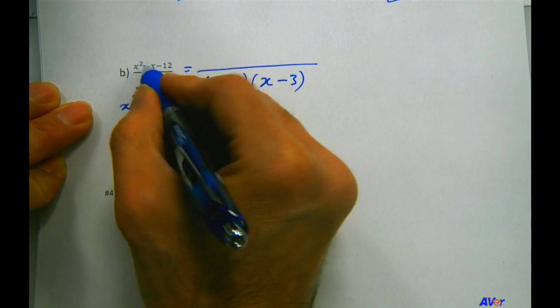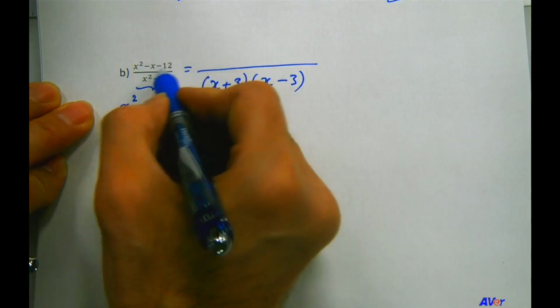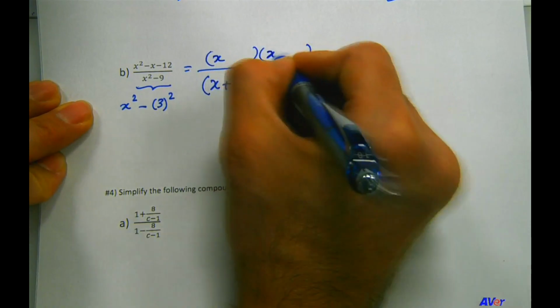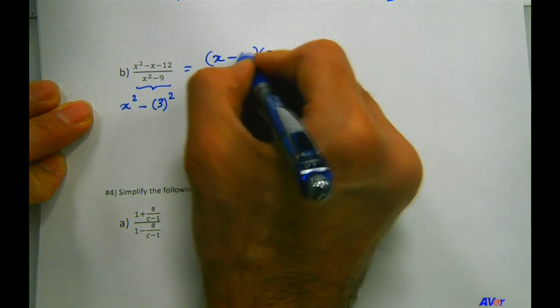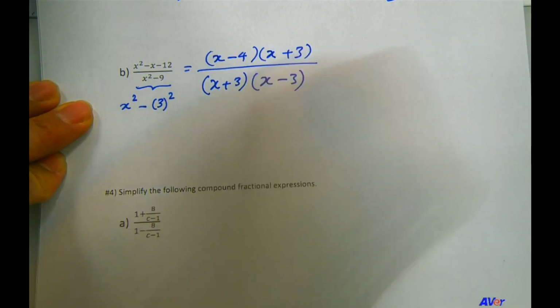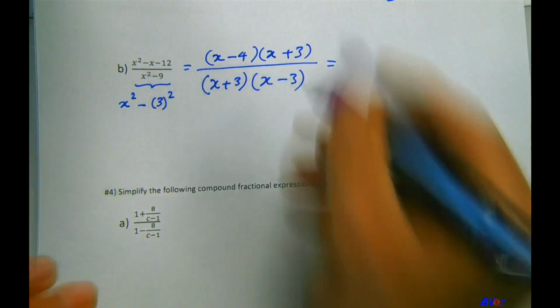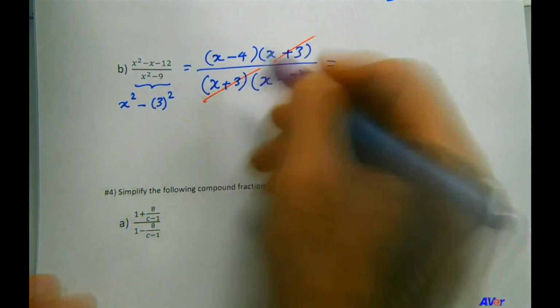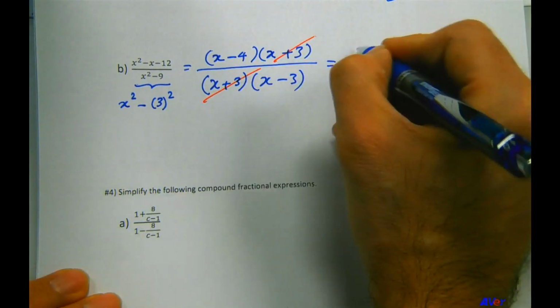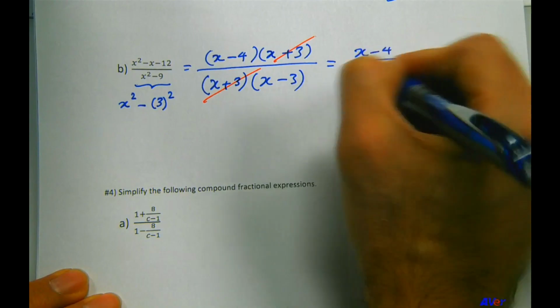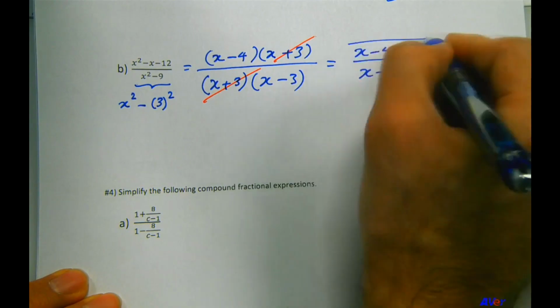The numerator can be factored. That's an easy expression to factor. We can factor it as follows, like that. So now, can we simplify this? Yes. x plus 3 and x plus 3 cancel out. We end up with x minus 4 divided by x minus 3.